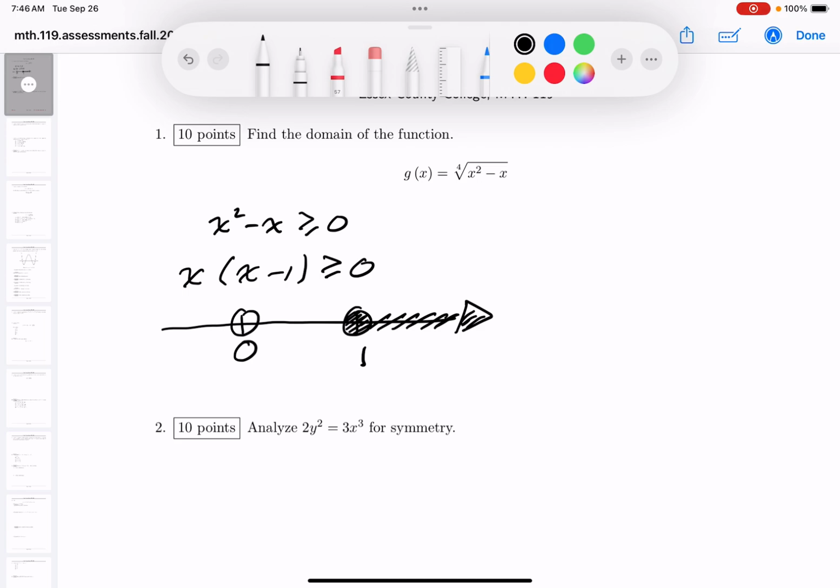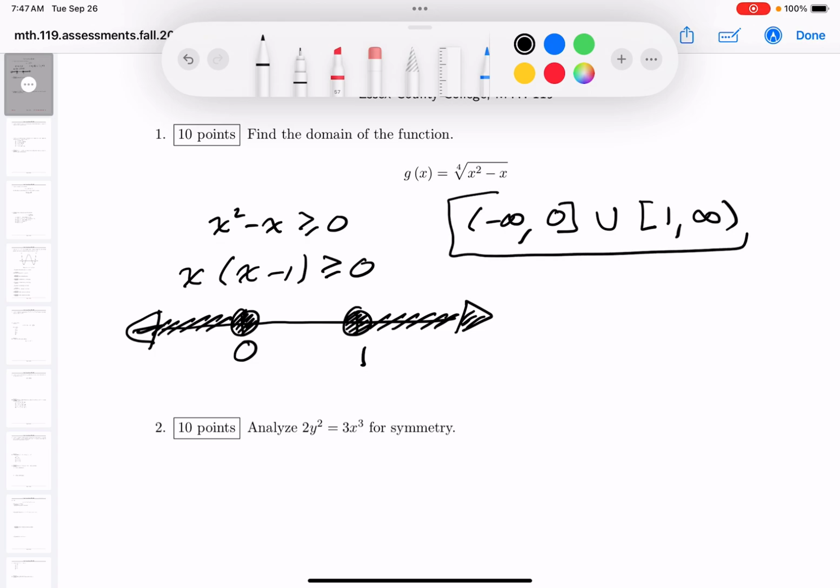Going to go to 0. 0 gets shaded in because 0 times any number is 0, and that's certainly equal to 0. If you go below 0, like take minus 1, plug it in, you get a negative times a negative, which is a positive, which is certainly greater than 0. So what's the domain of this thing in interval notation? It's going to be minus infinity up to 0, including it, union starts up at 1, including it, and goes off to infinity. Right, so this is in interval notation, and that's the domain of the problem.